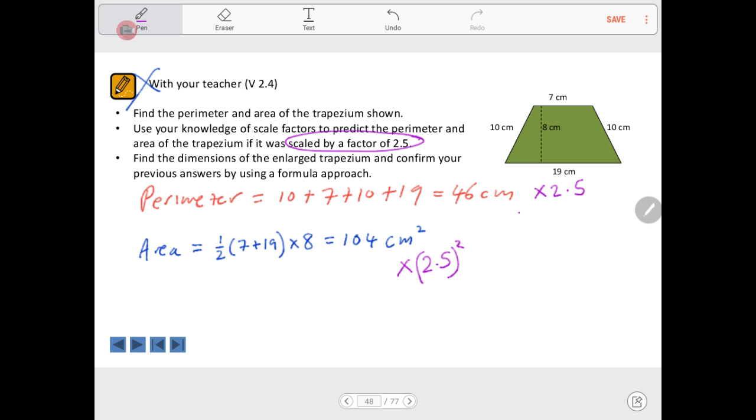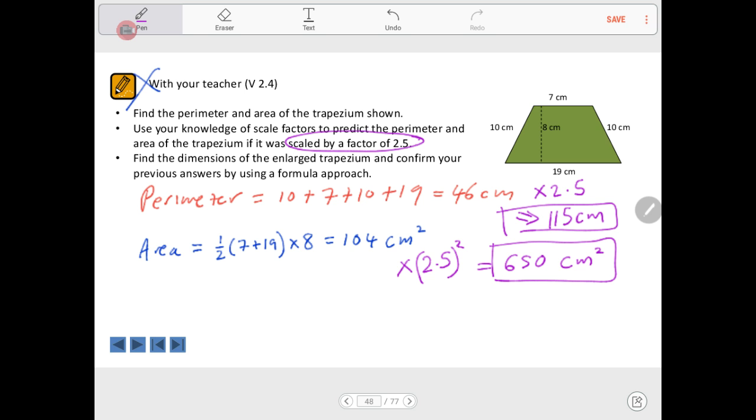Okay, so for the perimeter, the new perimeter of the shape is going to be 2.5 times that amount, which if we multiply 46 by 2.5, we get 115 centimetres. That's the new perimeter. The new area is going to be 104 times 2.5 squared, which gives us 650 square centimetres. So those are our answers for the new perimeter and the new area.